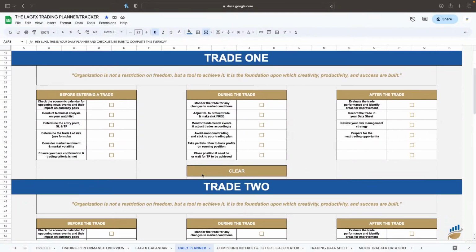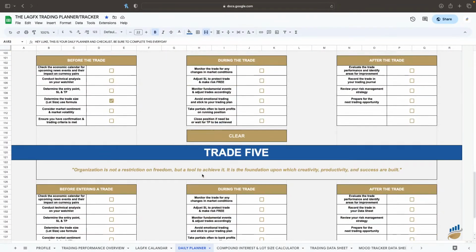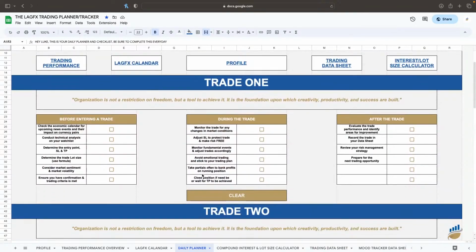Then we go over to the daily planner, which is the next page. This here is going to be something, so trade 2, 3, 4, and 5. You can just clear these off after you're done with them. Okay, I found this on the web for this year.